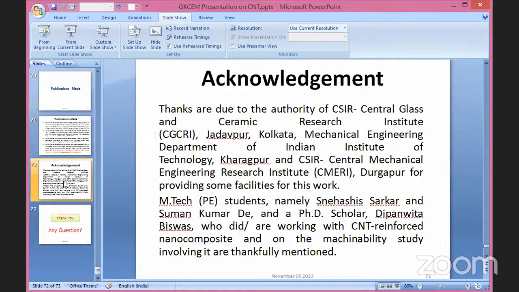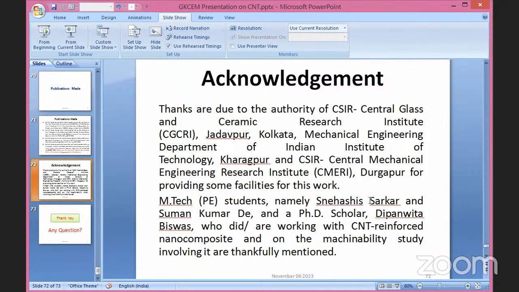And finally, I acknowledge CSIR and CSIR CGCRI, Jadavpur, CSIR CMERI Durgapur, and also Mechanical Engineering Department of IIT Kharagpur for giving a lot of opportunities there to do this development and experimentations. And obviously, most of the works are done at Kollam Government Engineering College at their machine shop itself. The MTech PE students, namely Snehashi Sarkar and Suman Kumar De and a PhD scholar Dipannita Vishwas, who did or are working with CNT reinforced nanocomposite and on the machinability study involving it are thankfully mentioned.